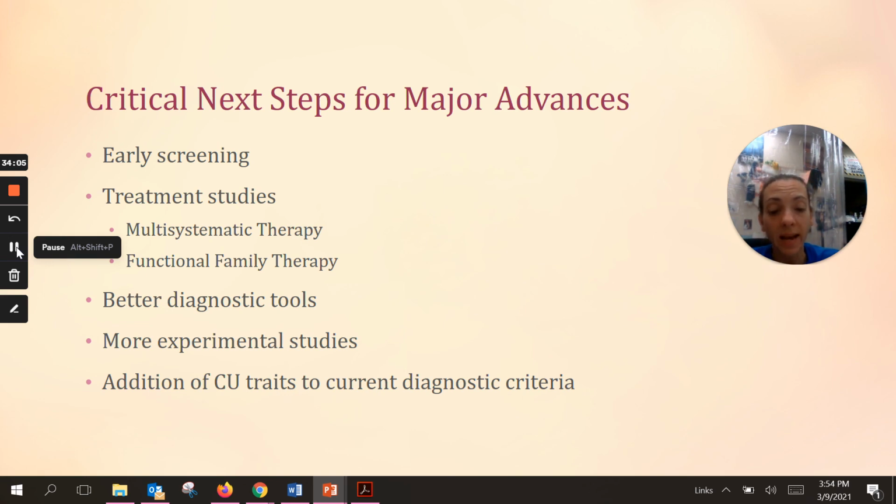We need better diagnostic tools. Most measures, such as the checklists and the rating scales, only have a limited number of items that assess CU traits. Most of them have very few, limited to 4 to 6 items. We need to have more experimental studies. They need to look at what combination of assessment techniques and formats are best in those diagnostic tools to accurately predict who's going to develop CU traits.